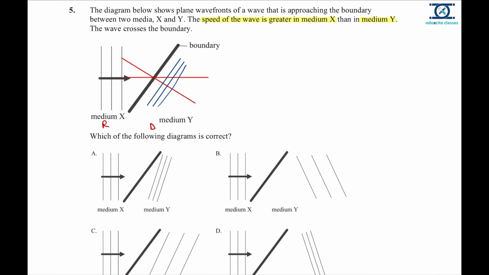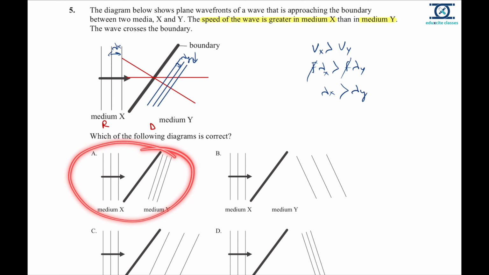Now why have I decreased the wavelength? Because we know that when the speed of x is greater than the speed of y, speed equals frequency times lambda. The frequency does not change, so lambda of x will be greater than lambda of y. So lambda of y has to be smaller than lambda of x, which is clearly shown by option A. So this is your right answer for question number 5.